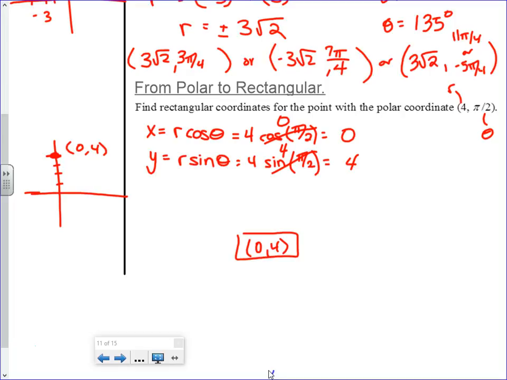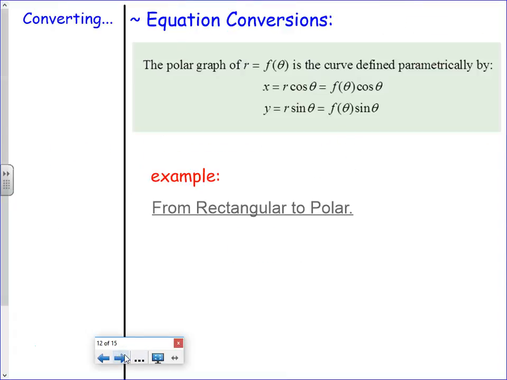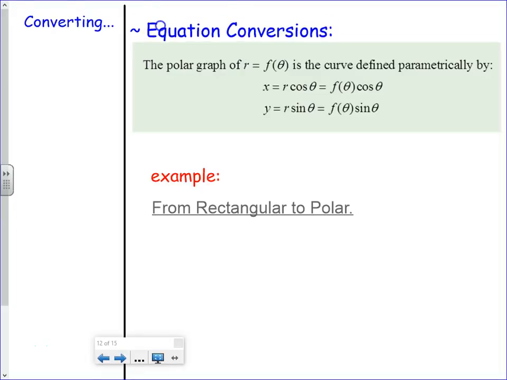Okay, so then, any questions on converting points? No. Now, what other parts do we have? Converting equations. And this is where function conversions get a little bit more tricky.